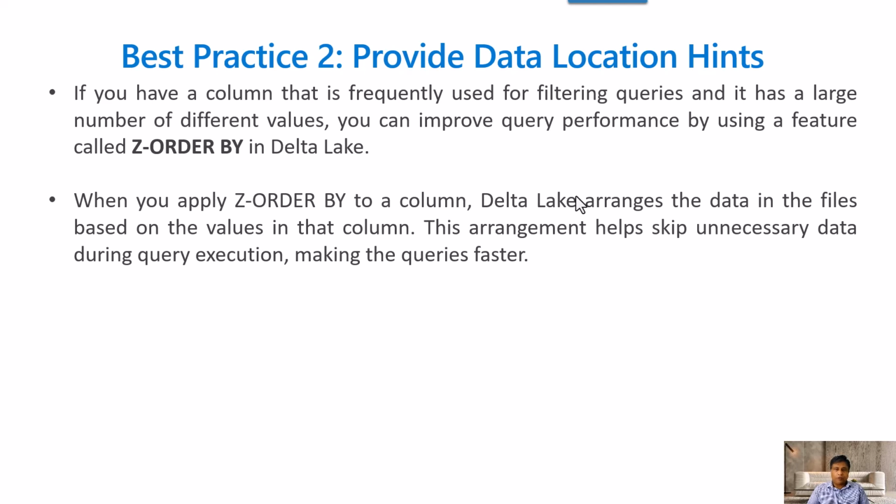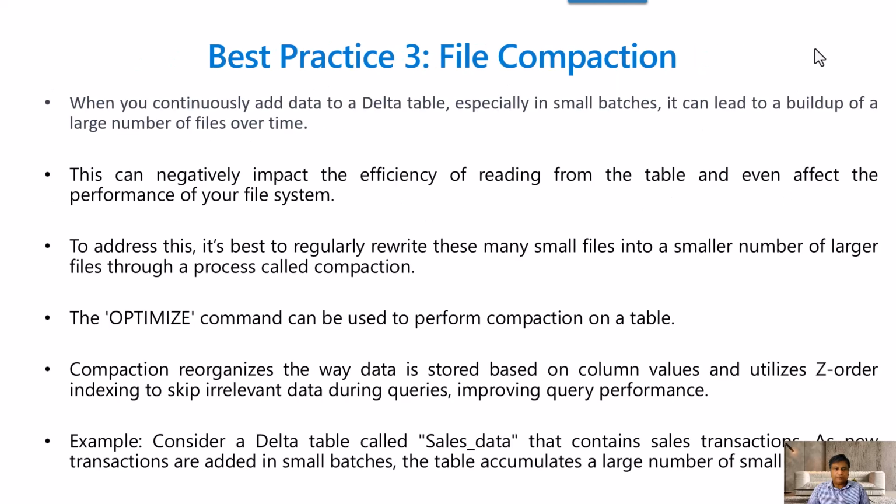can use Z order. Z order helps Data Lake arrange the files in such a way that whatever filtering criteria you are using, it is going to keep those particular values used for filtering in specific locations, so that you can skip the unnecessary data during query execution, and it makes the query very fast. So this is the second best practice which can be used.